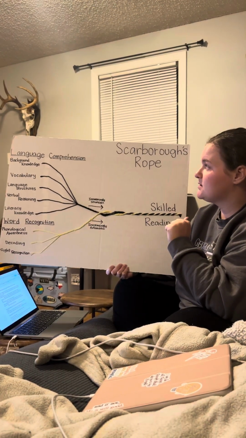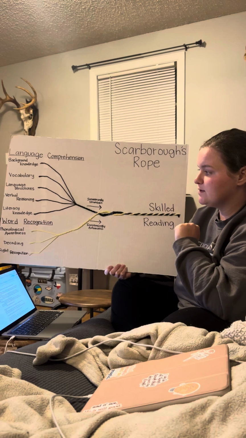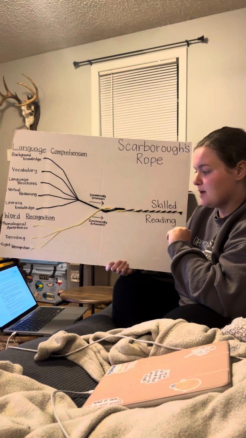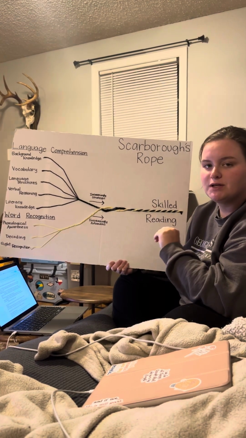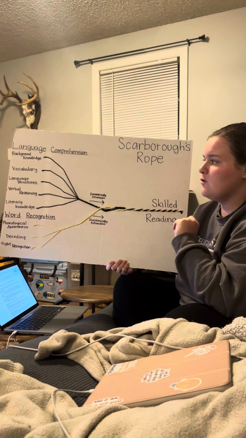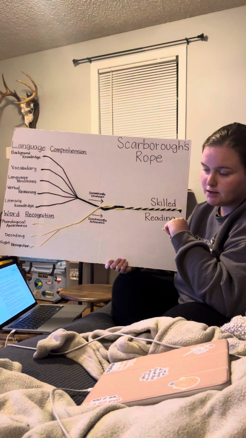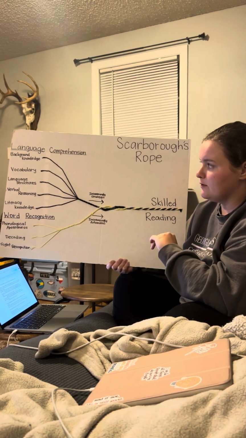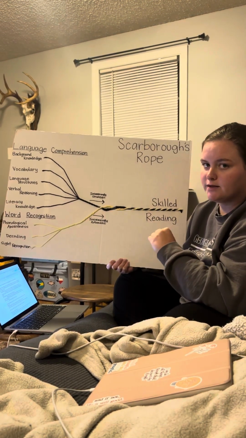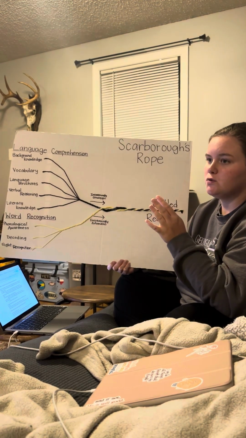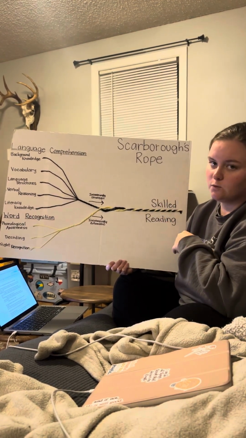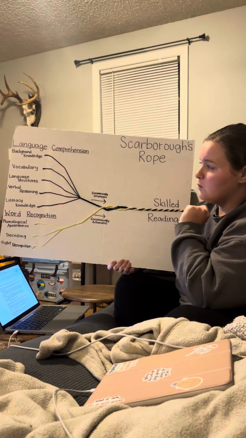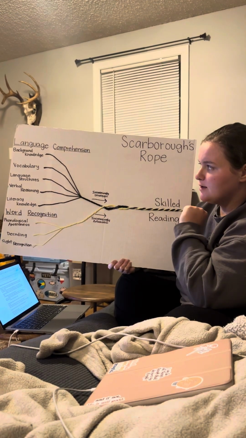Okay, so this is Scarborough's rope. It was put together by Hollis Scarborough in 2001, and in my opinion, it pretty much gives us a visual of how complex it is to learn to read. It gives us a good breakdown of all of the components that go into being able to accurately and fluently read. So our big two sections are language comprehension and word recognition.